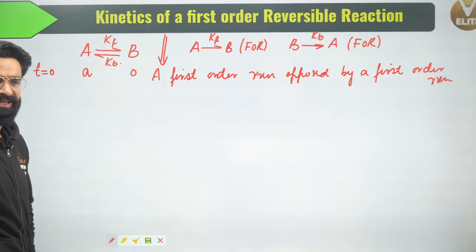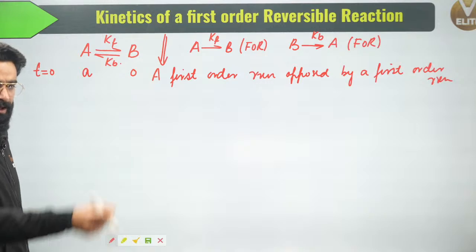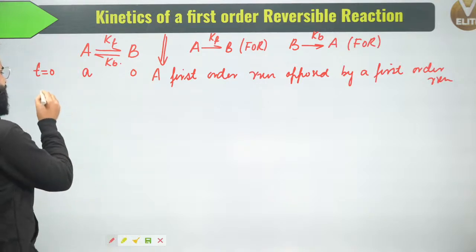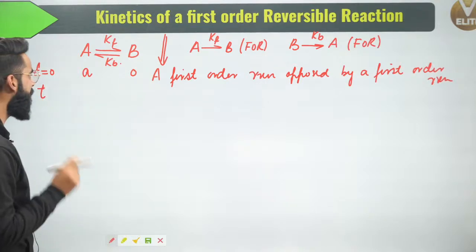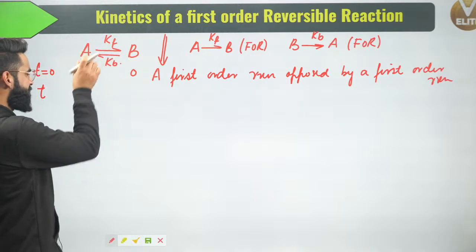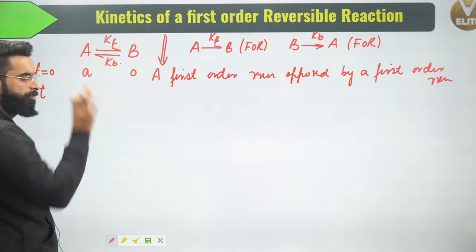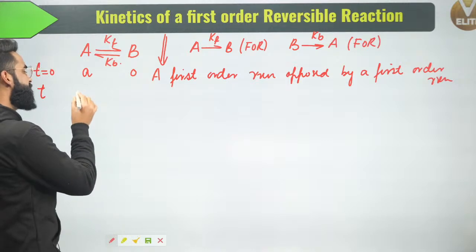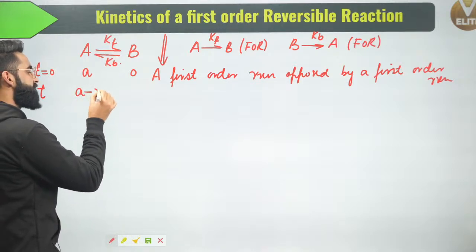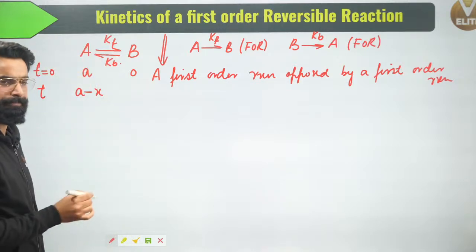It's going to be 0 at time t equal to 0, right? Now what is going to happen? Let's say at time t, out of A moles of reactant, X moles have got dissociated into products, right? So at time t, I'll be left with A minus X moles of this reactant right here.